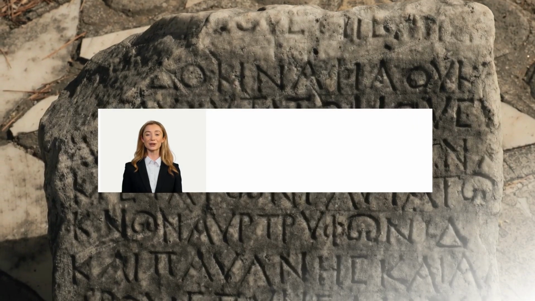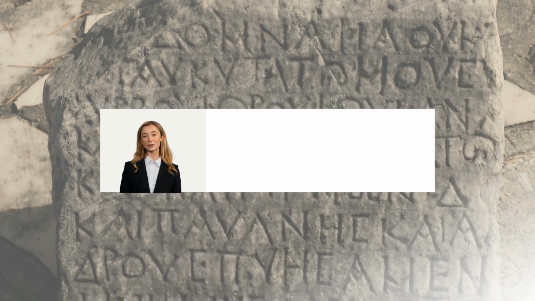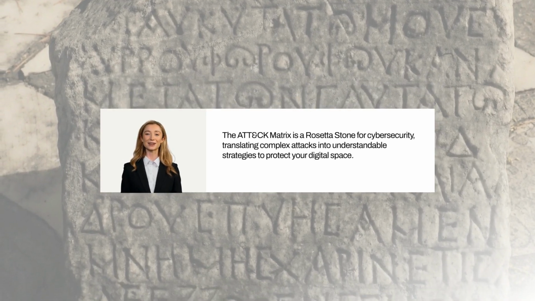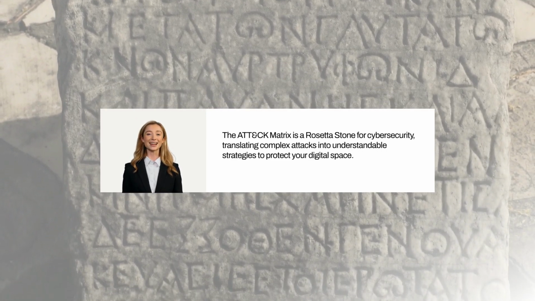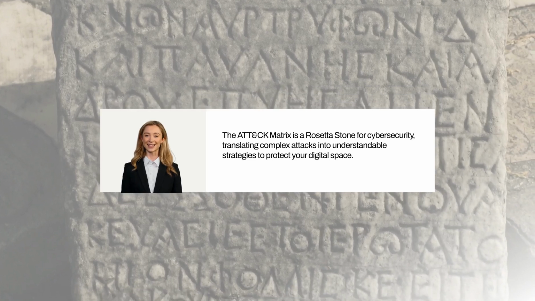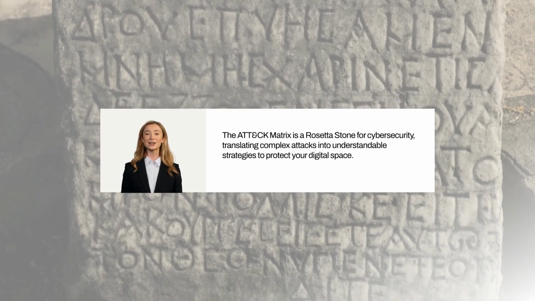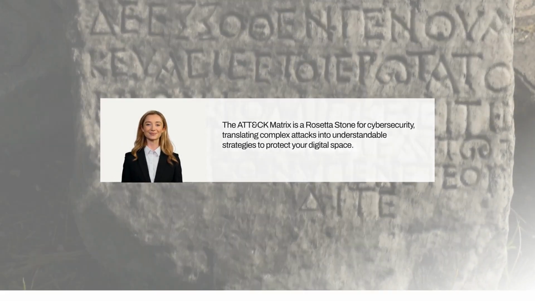And let's not forget about those of you who are just starting in this field. The ATT&CK matrix is like a Rosetta Stone for cybersecurity. It translates complex attack behaviors into something you can understand and use to protect your digital space. It's about gaining the knowledge to turn the tables on attackers, making your network not just a target but a fortress. It's like learning a new language that lets you speak fluently in the world of cybersecurity.